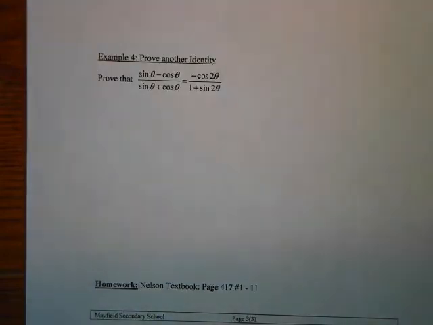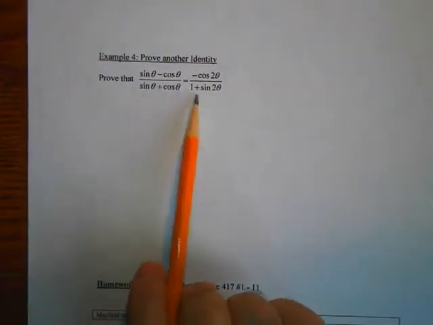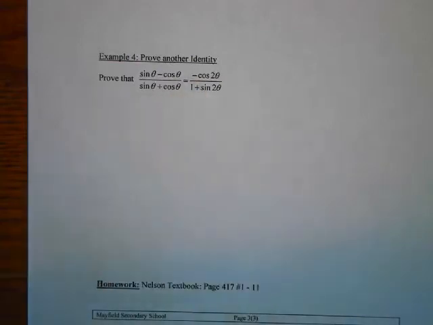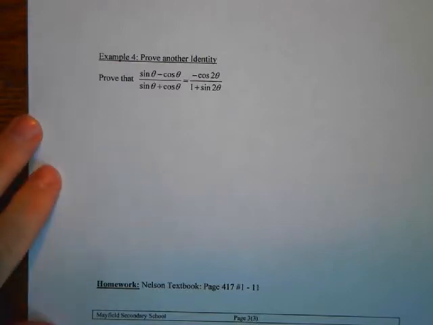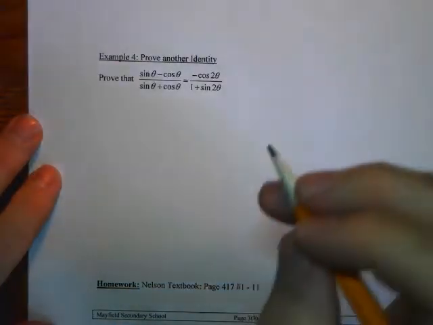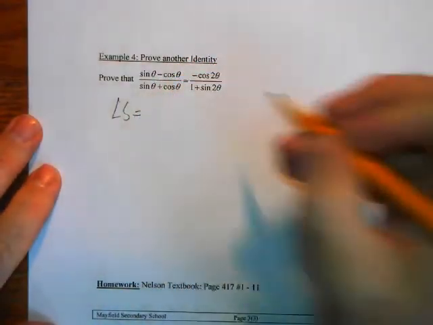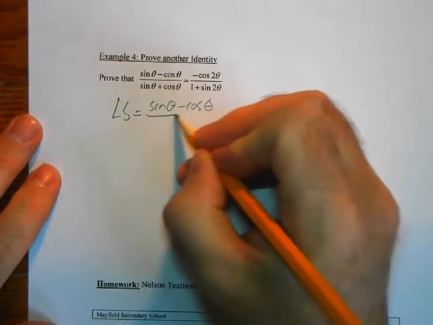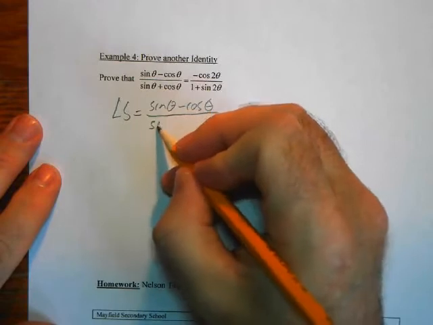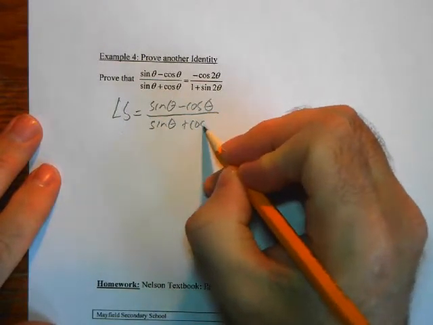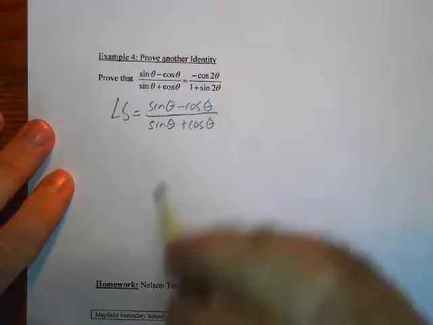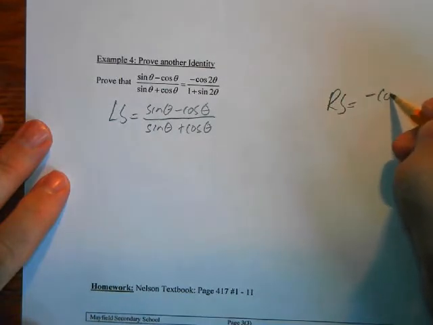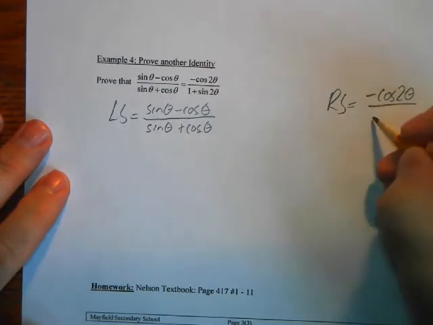So we've got, prove that sine theta minus cos theta over sine theta plus cos theta is equal to negative cos 2 theta over 1 plus sine of 2 theta. So let's break these apart. We've got our left side, sine theta minus cos theta over sine theta plus cos theta. And over here we've got our right side, negative cos 2 theta over 1 plus sine 2 theta.